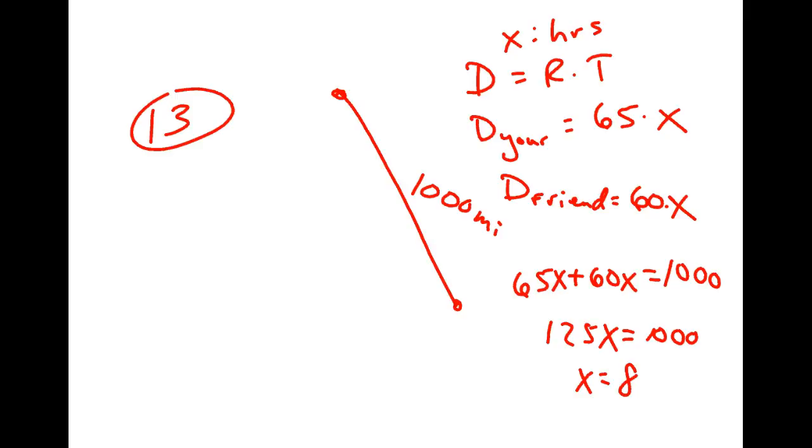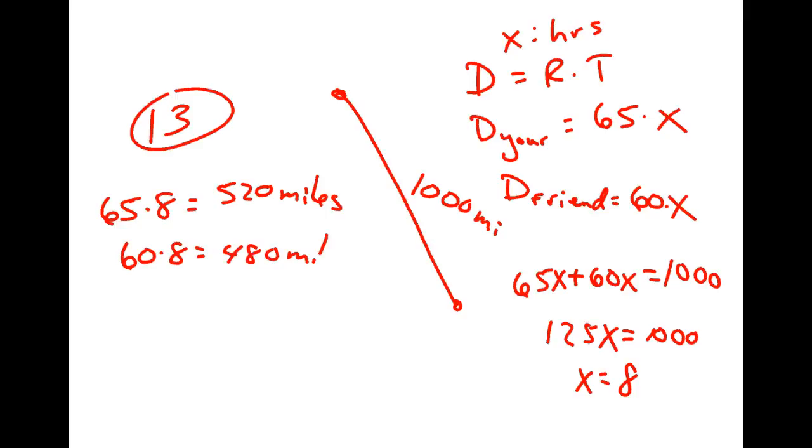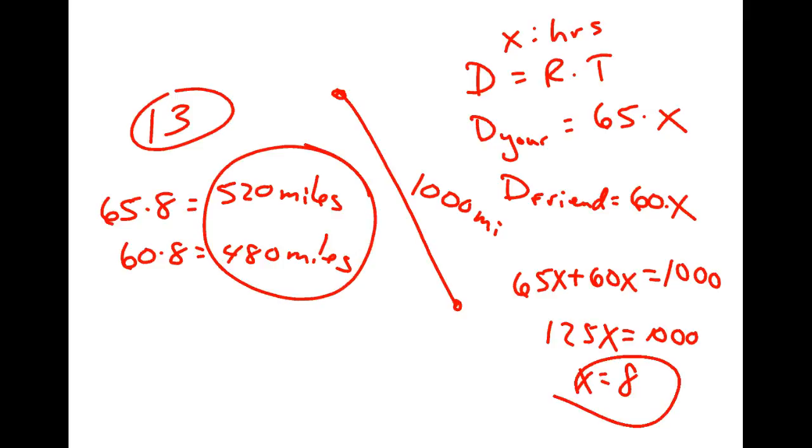But you drove a little further because you were going faster. You went 65 times 8, 520 miles. Your friend went 480 miles, and notice they add up to 1,000. So it's two parts. You drove for 8 hours, each of you, and these are the distances you drove.